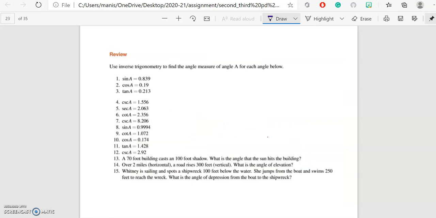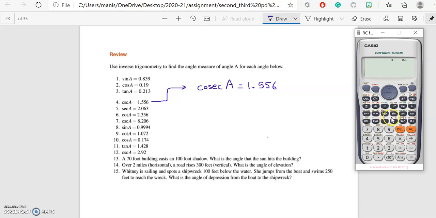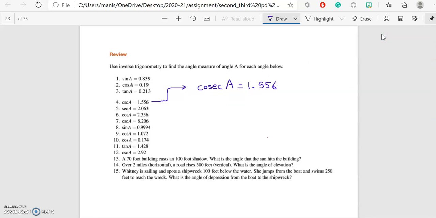This will be your assignment sheet for today. So what I will be doing is I will do number 4 for you. Now if you see number 4 says cosecant of A is equal to 1.556. Now please do keep in mind, on the scientific calculator there is no button which says cosecant. It just says sine, cosine, and tangent. So we have to make this problem in the form of sine, cosine, or tangent, and then we can use our scientific calculator for this.